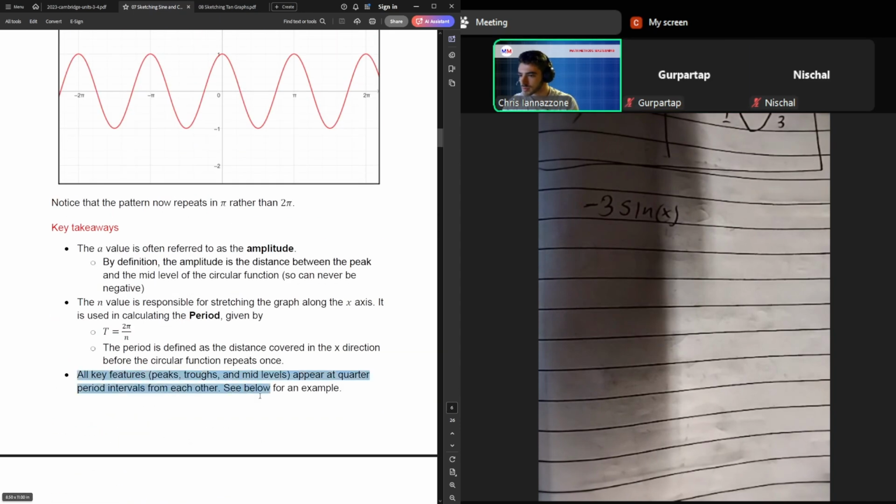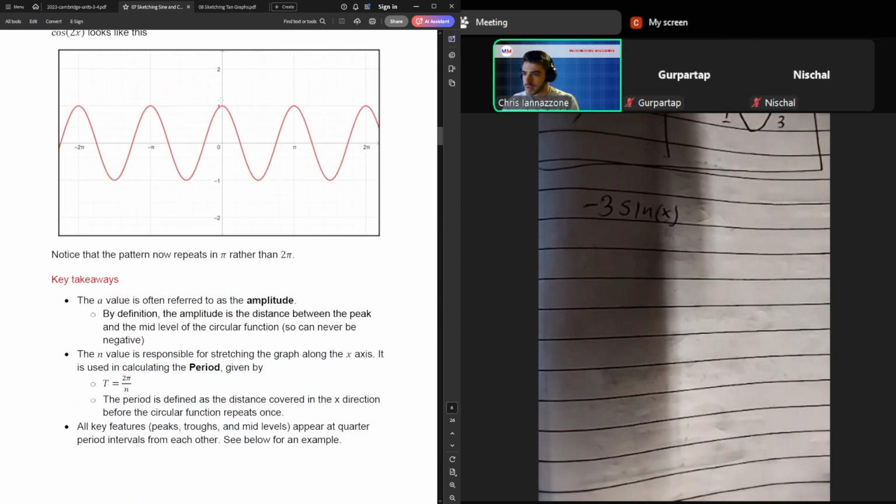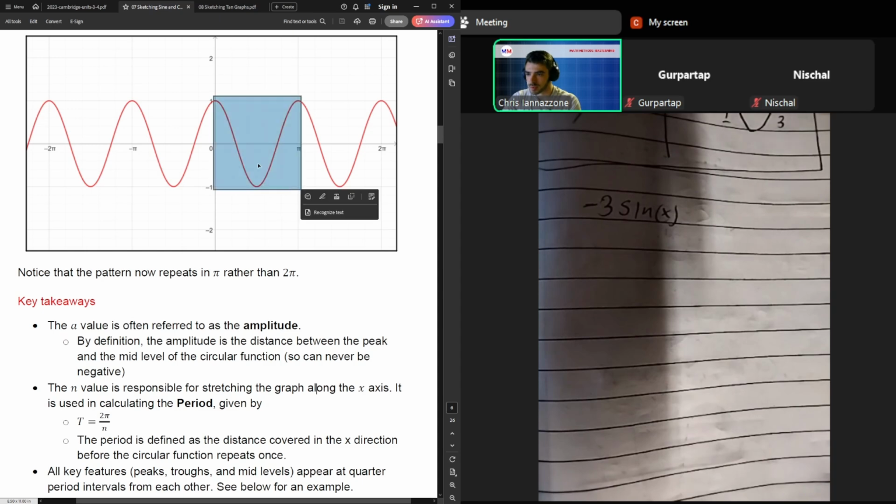Okay. So we can have a look at an example of how you might sketch. Oh, sorry. Before that, there's one more dot point I haven't mentioned, which is the so-called key features. So to me, when I say key features, I mean peaks, I mean the troughs, and I mean the mid-levels. These will always appear at quarter period intervals between each other. So if you look at, for example, here 0 to pi, what you'll find is that midway between that, pi over 2, will be one of the key features, in this case a trough. Midway between pi over 2 and 0, so pi over 4, will be another key feature, in this case the middle. And then lastly, the other key feature is going to be midway between these two spots as well.